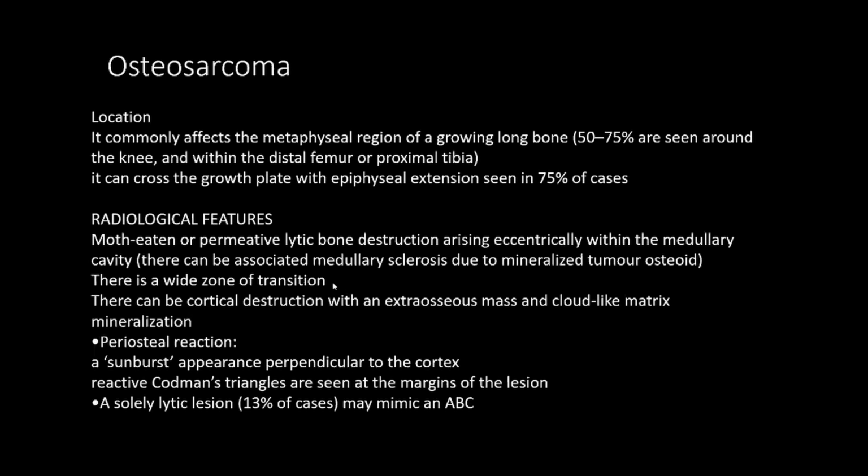Okay, and so the pattern of growth is a moth-eaten or permeative lesion. It's very important in the exam to tell the examiners whether there is a wide zone of transition. When you say wide zone of transition, it means that this lesion is malignant. Narrow, they get an impression that you are speaking about a benign tumor. Okay.